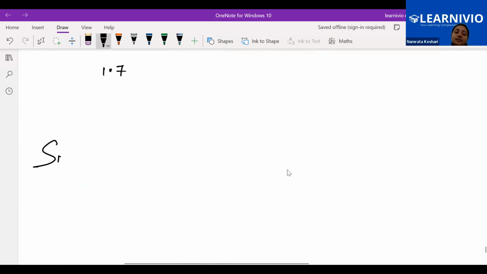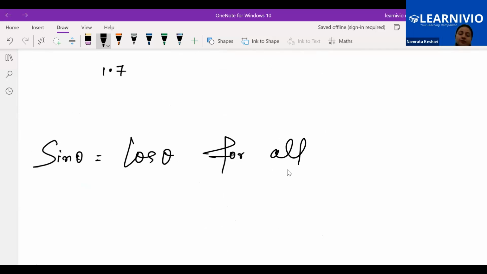Now the next one. Sin theta is equal to cos theta for all values of theta. Is it so? Is sin theta, cos theta the same for all values of theta? No. Sin 0, cos 0, not same. Sin 30, cos 30, not same. Maybe 45 degrees same. But what about sin 60, cos 60? Not same. So the word 'all' is not acceptable over here. This is false.